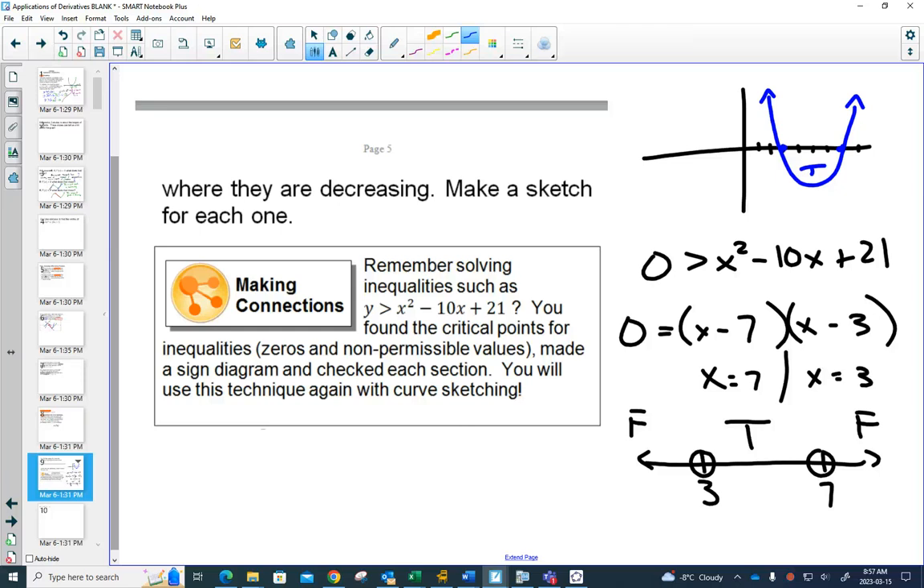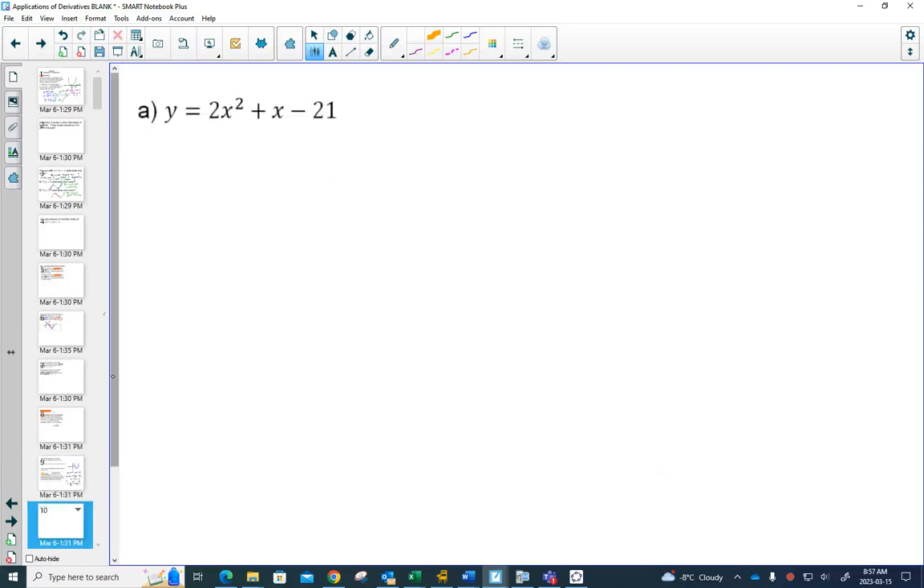So this was grade 11, but this number line thing is the connection because we use a similar idea again in calculus. So now we're sketching this graph, 2x squared plus x minus 21. Just a quick look, if we had to complete the square, it wouldn't be very much fun. Okay? How are we going to go about solving this using calculus? Well, we're going to find our derivative.